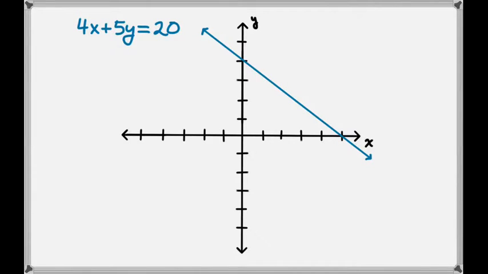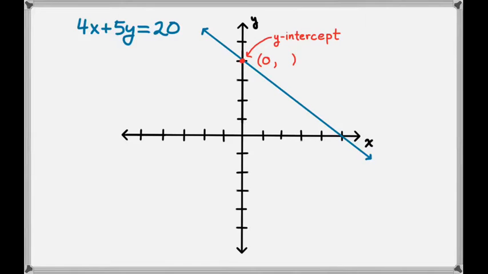In this lesson, we'll learn about the x and y-intercepts of a linear equation. Say we have the equation 4x plus 5y equals 20, which has the graph that we've drawn. The y-intercept of this equation is the place where the graph crosses the y-axis.